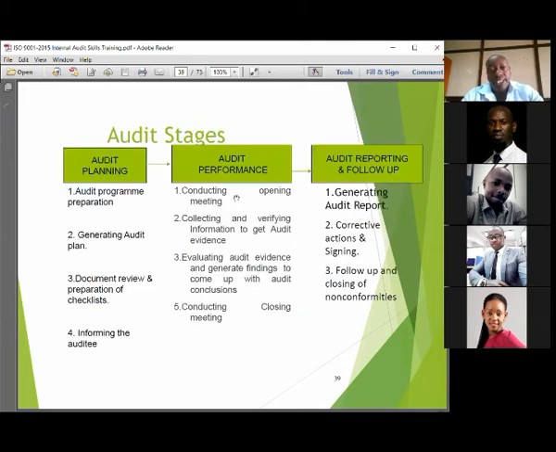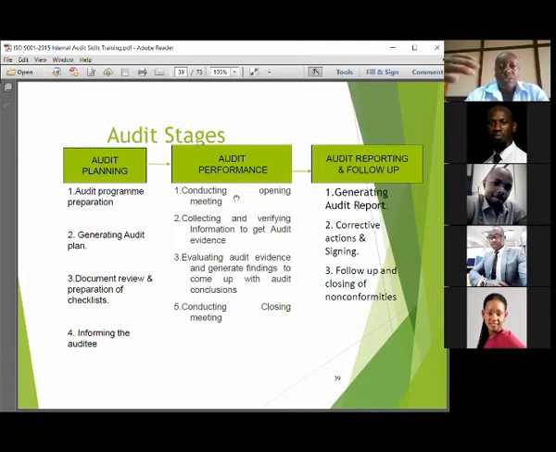So they have been provided there, audit stages. Audit planning: what is involved in audit planning? You can see 1 to 4. The main issue here is to do with the audit program. We have mentioned that an annual program is to be done. And after this, you have to come up with an audit program.